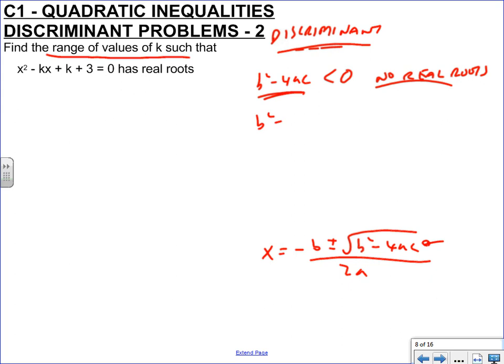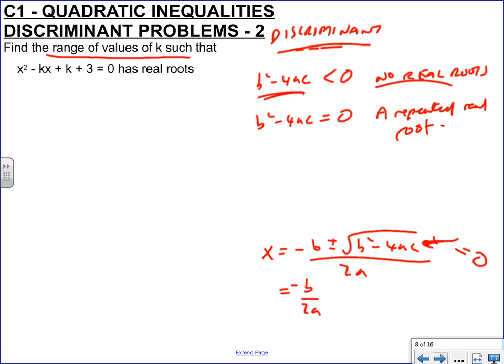If b squared minus 4ac equals 0, we say that has a repeated real root. Why do we say that? Well, think about it. If this thing in here equals 0, this bit in that square root, then that bit just disappears, doesn't it?